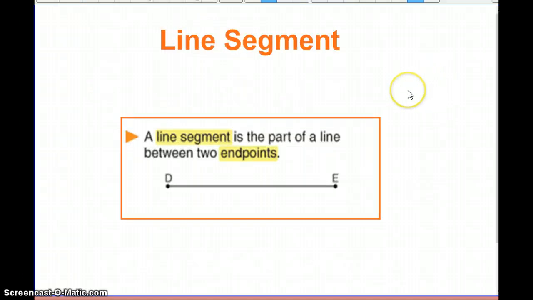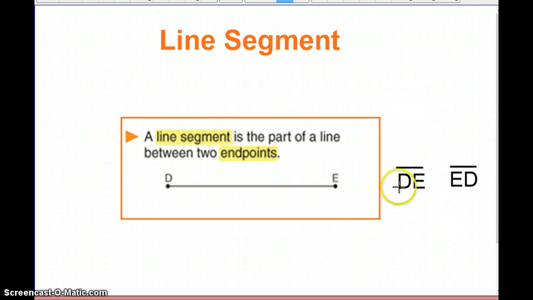Our next word that we looked at is a line segment. And the difference between a line and a line segment is a line segment is just a part of that line. So that line goes on forever and ever. The line segment is a chunk of it, just a part of it that we're looking at. And it always has two endpoints. So this line segment would be called line segment DE or line segment ED. And it looks like this.